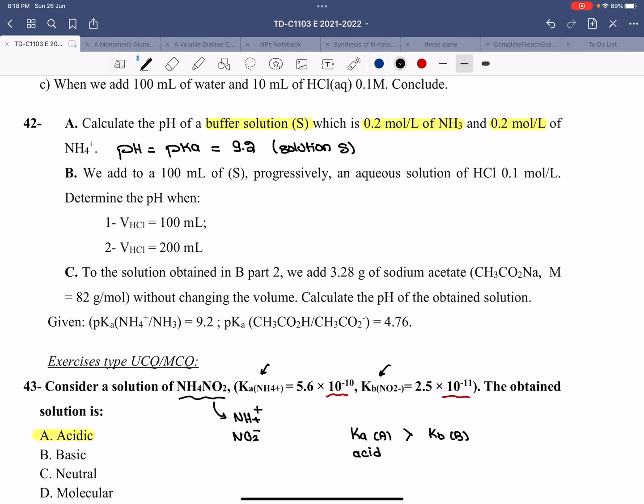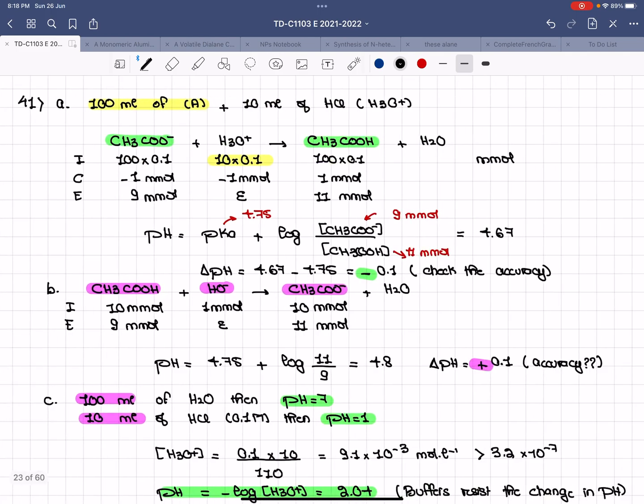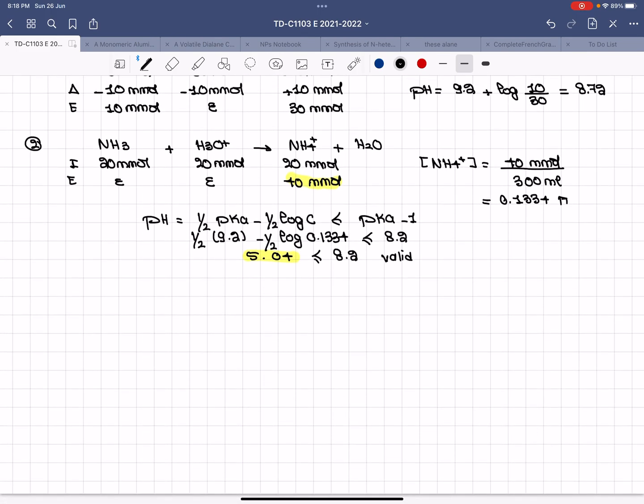It's done. Now C. To the solution obtained in B part 2, which is the weak acid NH4+, we add 3.28 grams of sodium acetate, CH3COO-, without changing the volume. Calculate the pH of the solution obtained. So first of all, let's see what the concentration of CH3COO- in the solution will be. This is part C.